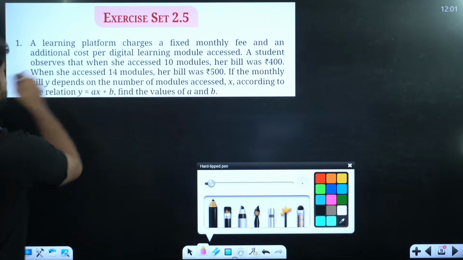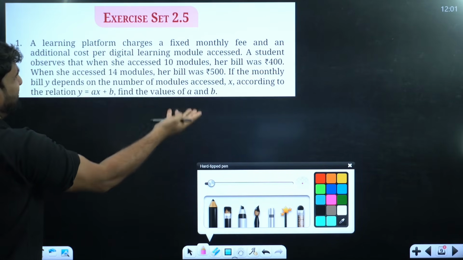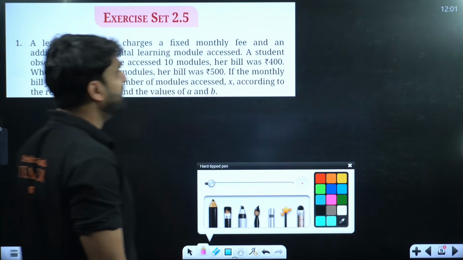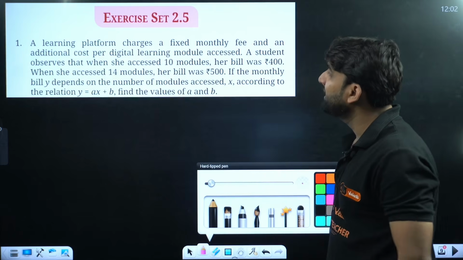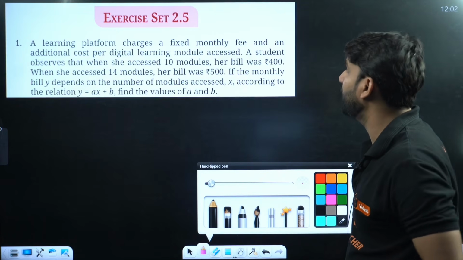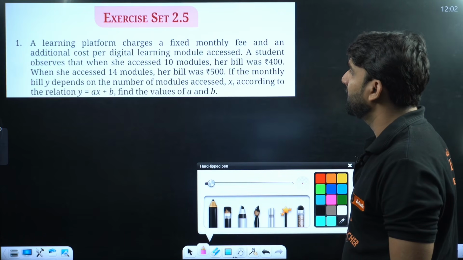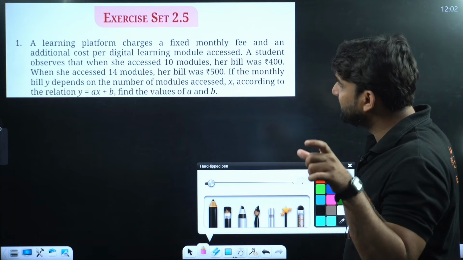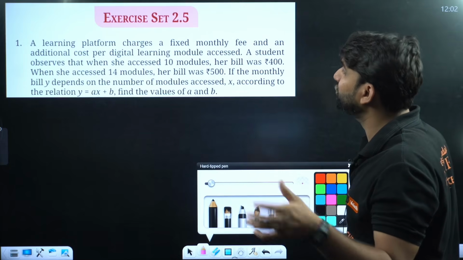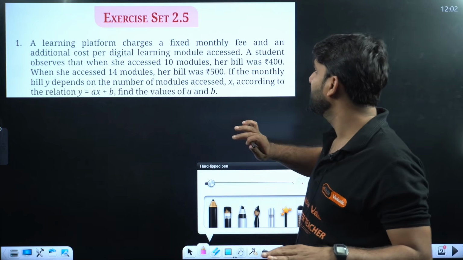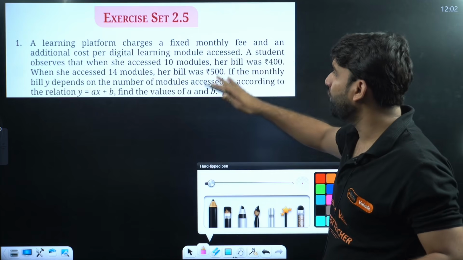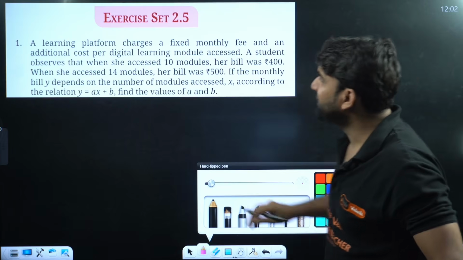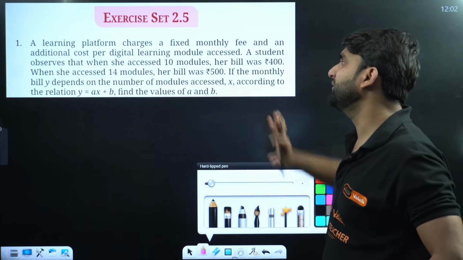A learning platform means there is an institute or coaching center. A learning platform charges a fixed monthly fee and an additional cost per digital learning module accessed. So they have fixed a monthly fee, but along with it they are adding an additional cost per module. A student observes that when she accessed 10 modules, her bill was rupees 400. When she accessed 14 modules, her bill was rupees 500.